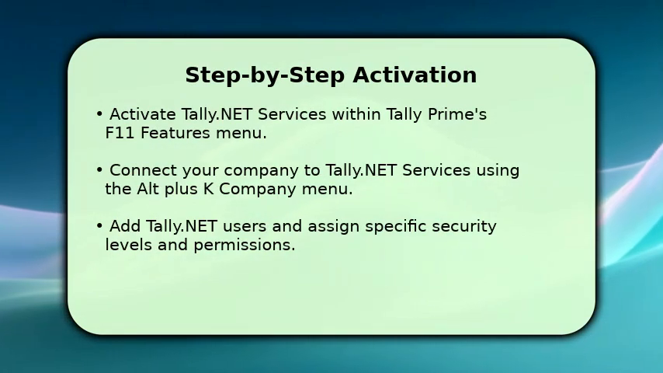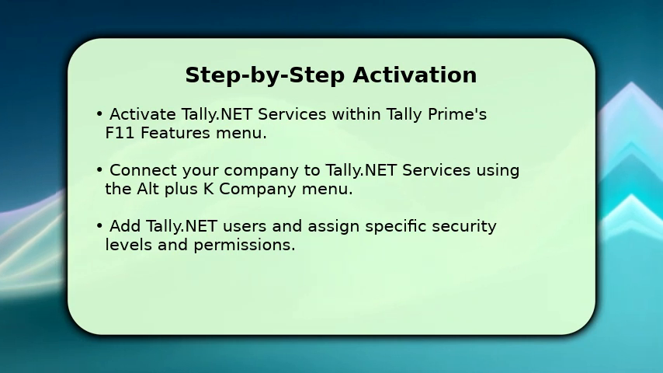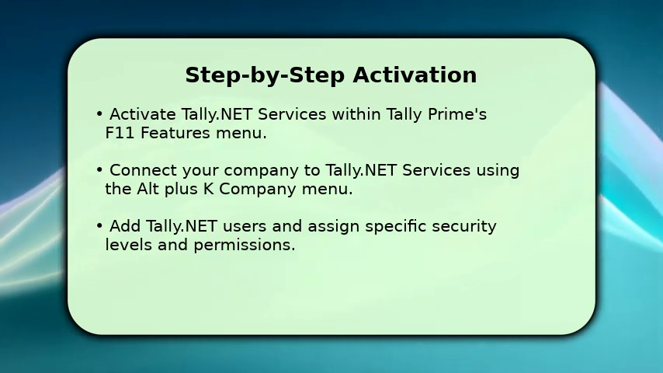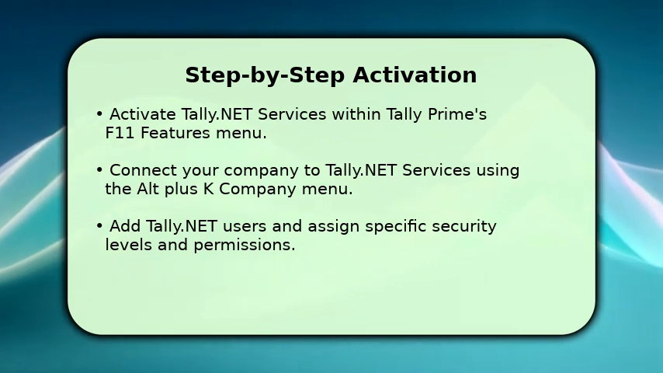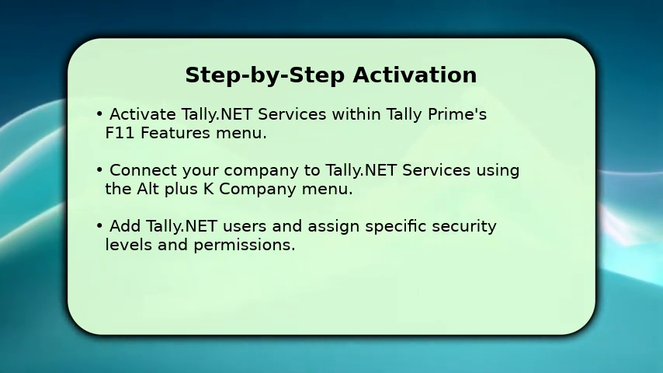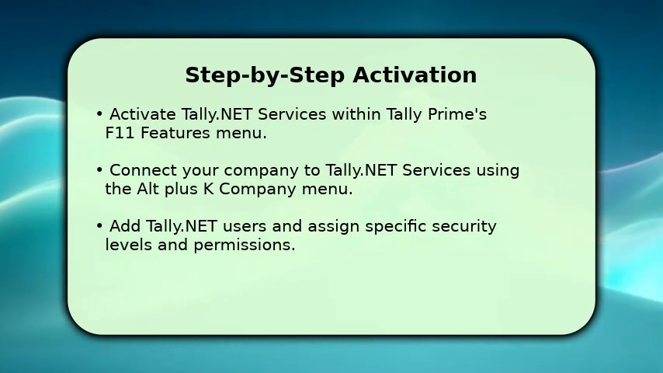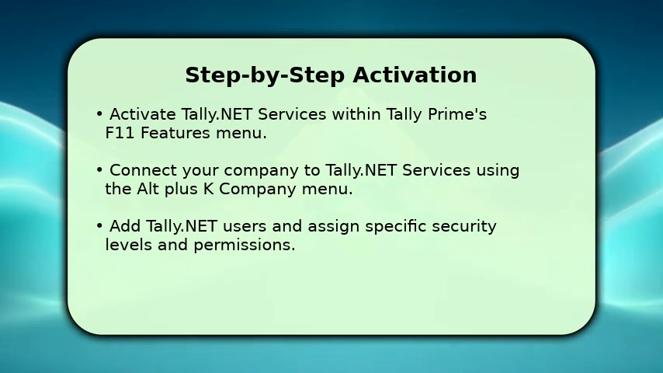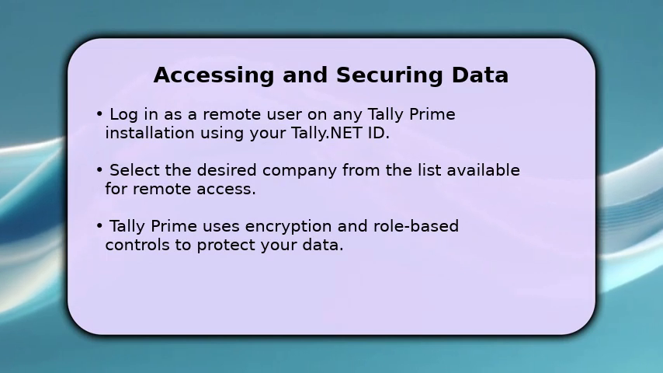Now, let's activate remote access. On your primary system, open Tally Prime and press F11 for features. Under Online Access, set Enable Tally.net services for remote access and synchronization to Yes. Next, press Alt+K for the company menu and select Connect to link your company to Tally.net. Then, go to Users and Passwords to create Tally.net users, assign security levels, and set Allow Remote Access to Yes for each.